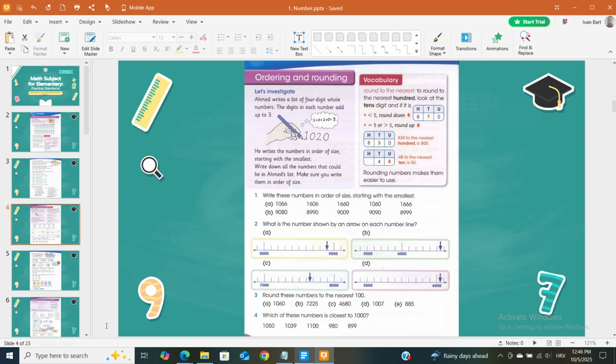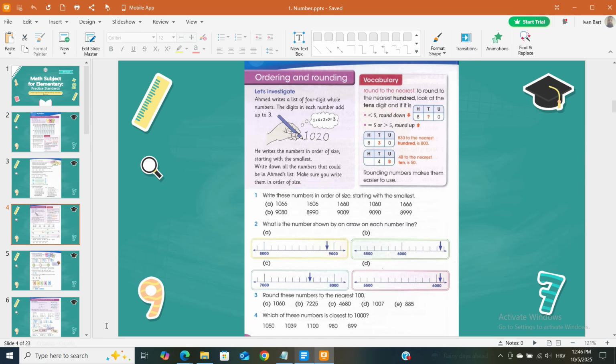He writes the numbers in order of size, starting with the smallest. Write down all the numbers that could be in Ahmed's list. Make sure you write them in order of size. Rounding numbers makes them easier to use.